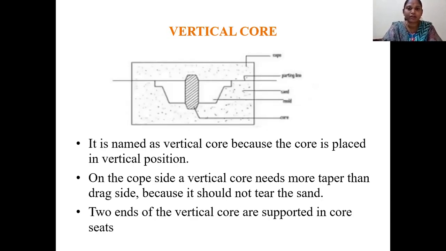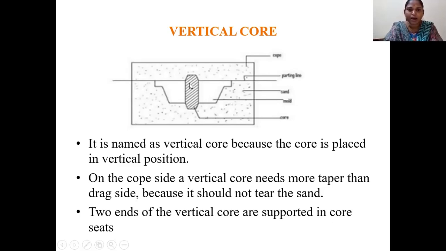And here you can see the vertical core, which is placed along the vertical axis in the mold cavity. Here you can see the mold cavity, which is not hatched, and the hatched section is known as the core, and this is the molding sand. So here you can see the cope side, and this is the drag side. So the complete mold cavity is in the drag side, and this is the core.